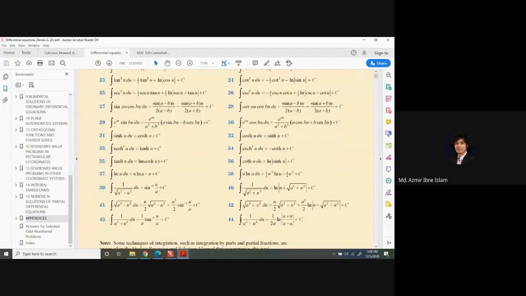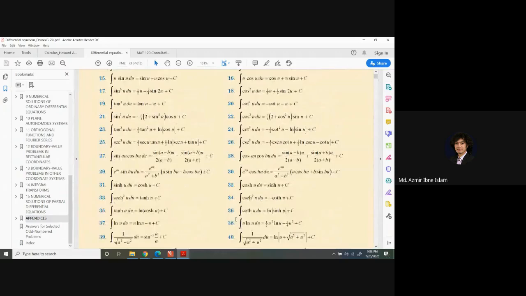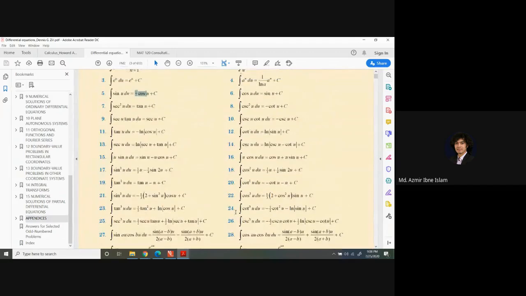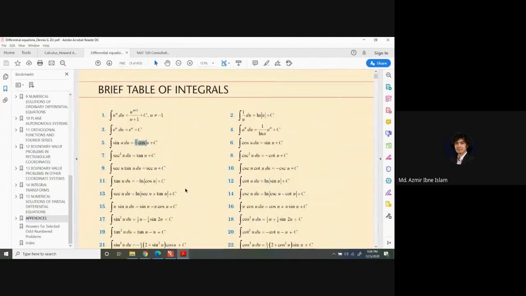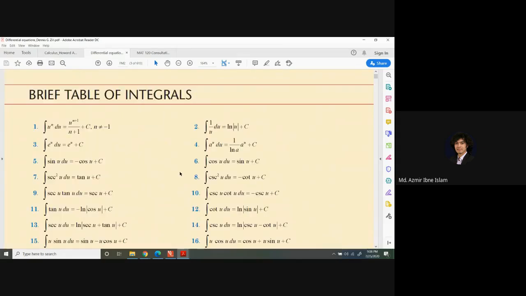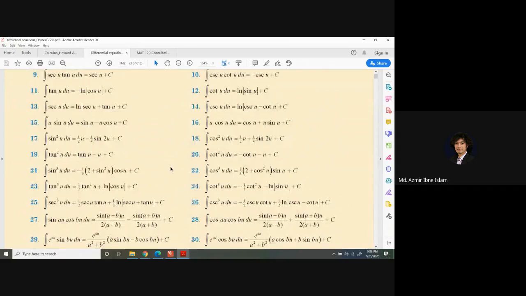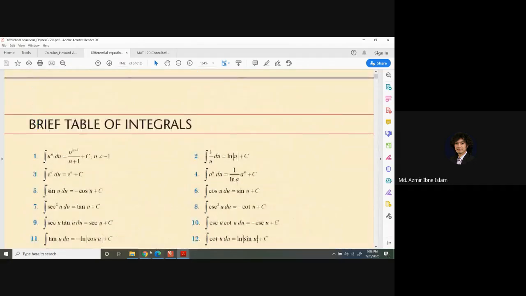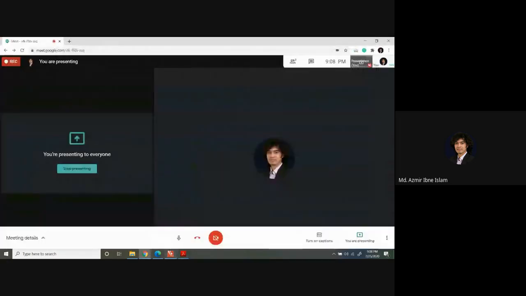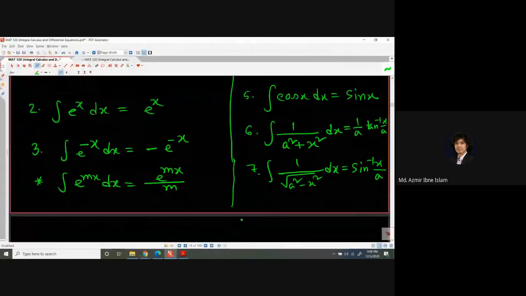Since you are appearing for all the exams from your home in this situation, before any problem, you can have a look at these formulas and figure out which formulas you have to apply. Okay, so let's get back to our main concern.